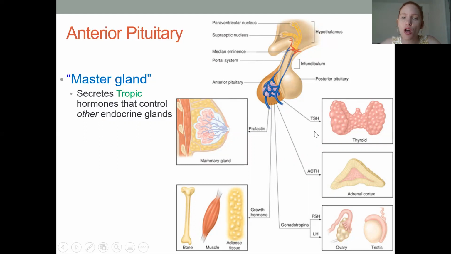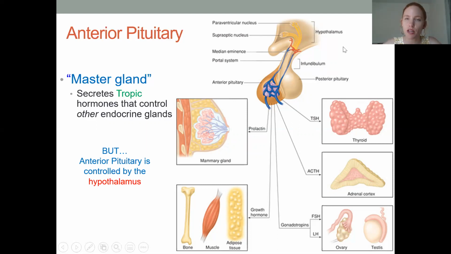Okay, so for example, thyroid stimulating hormone goes to the thyroid, and it causes the thyroid to secrete a different hormone, which is called thyroxine, which helps regulate your basal metabolic rate. Okay, so you have hormones that regulate other hormones. Those are called tropic hormones. Okay, but don't forget, even though the anterior pituitary is the master, the king is the hypothalamus, because the hypothalamus controls the anterior pituitary, and then the anterior pituitary will then control the activity of other endocrine glands.